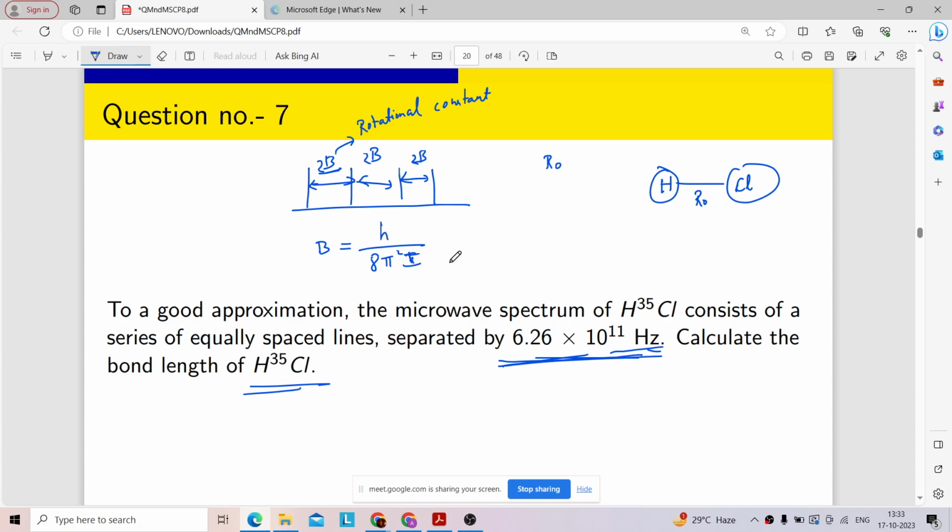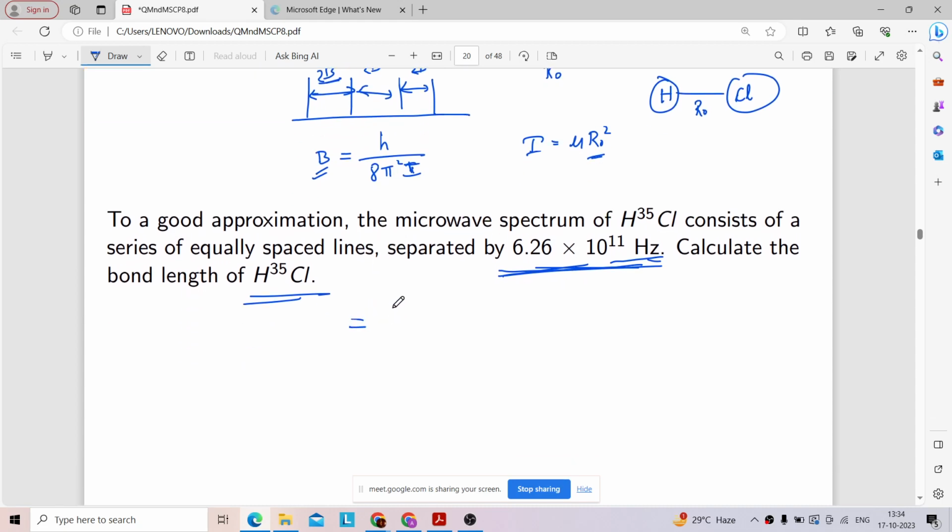And what is this I? This is the moment of inertia. What is the form of the moment of inertia? Mu r square. So we have a relation between B and r naught, right? Let me substitute this, so this will be h over 8 pi square mu r naught square.